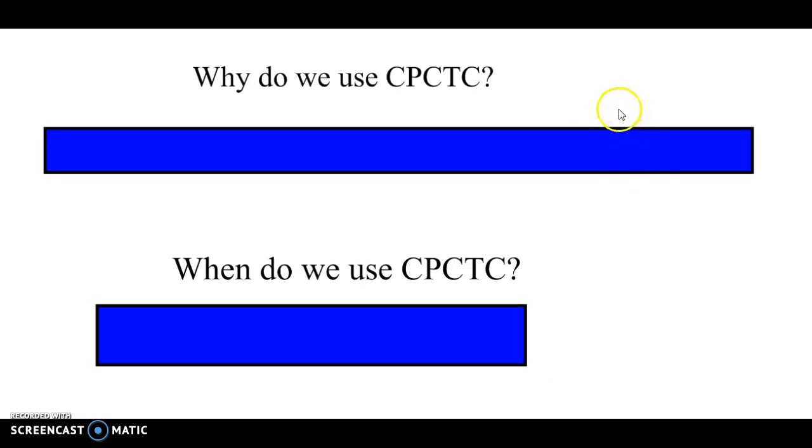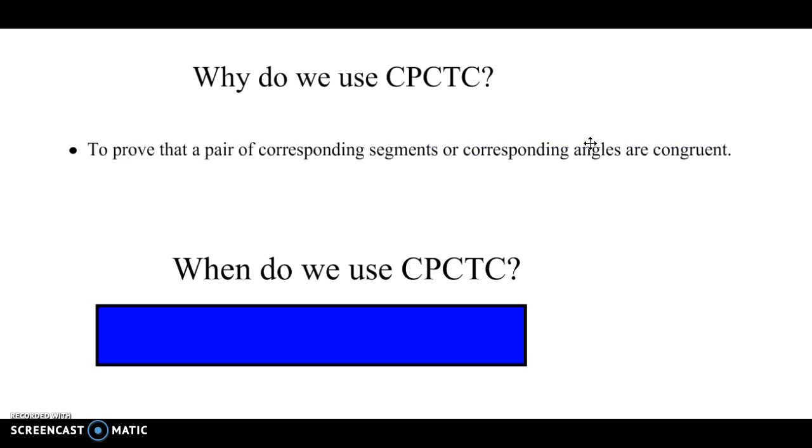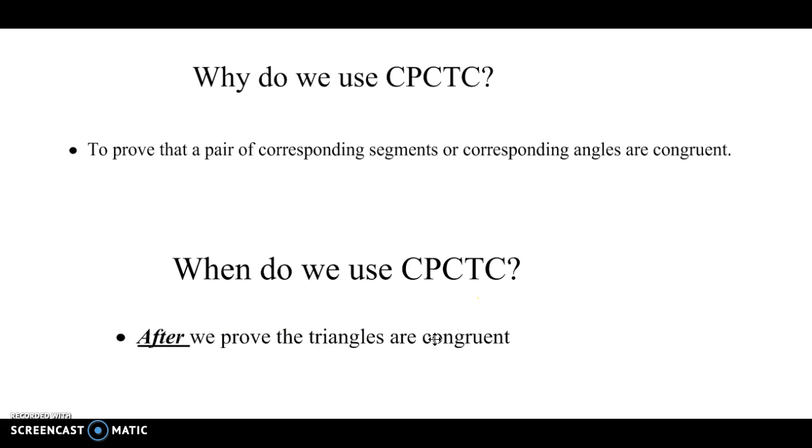So why do we use CPCTC? So we use this to prove that a pair of corresponding segments or corresponding angles are congruent. And when do we use CPCTC? So in order to use CPCTC, we have to prove that the triangles are congruent first.